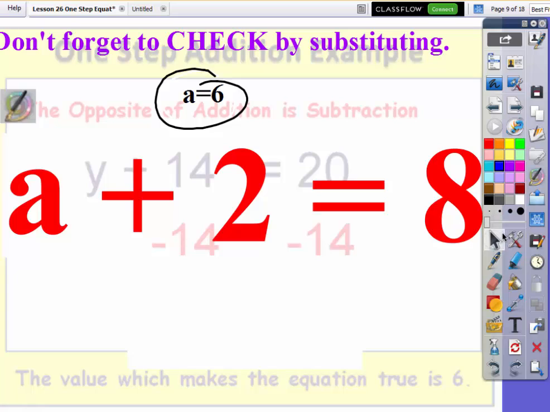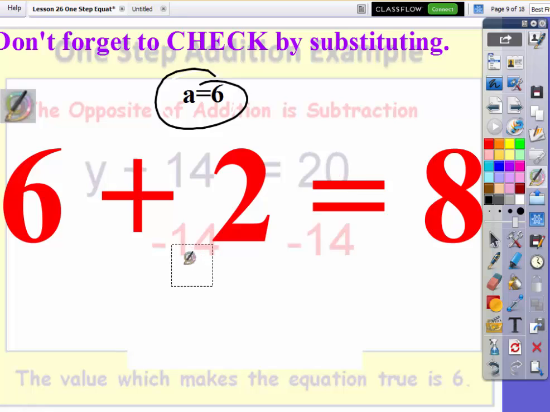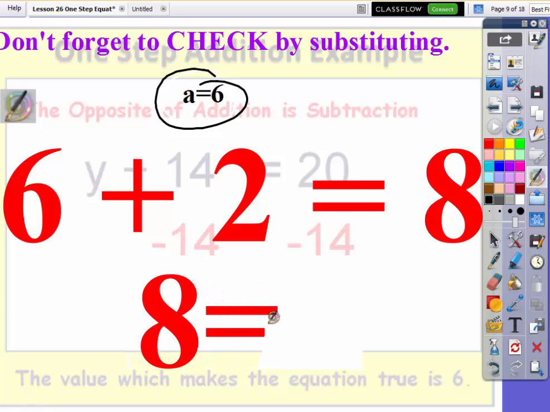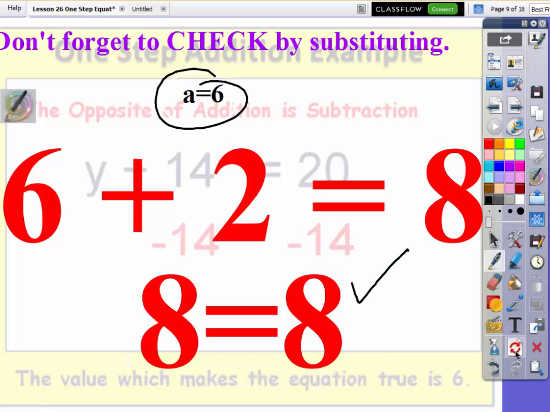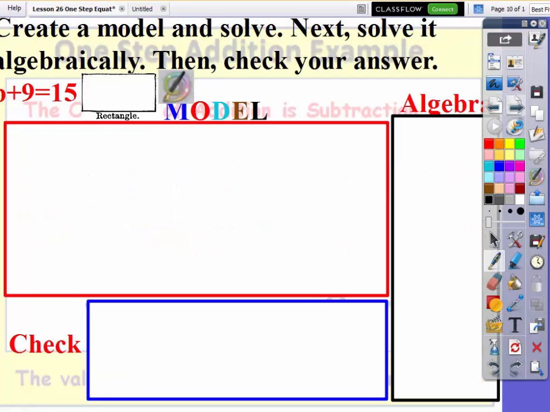So how I check is I substitute. I take this value for my variable and I put it in for a. So I'm going to get rid of that variable and put my number in. So I have 6 plus 2 equals 8, and I'm going to see, is that true? Does that make sense? Well, I know 6 plus 2 is 8, and since my left side must equal the right side, 8 equals 8. I know my answer is correct because it checks out. So let's try another one.